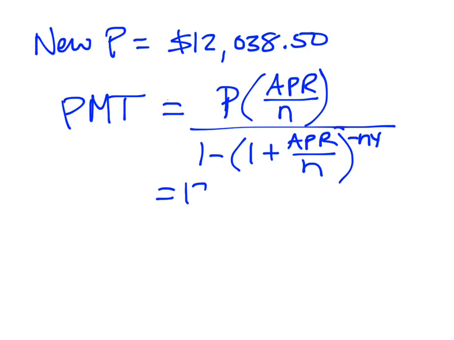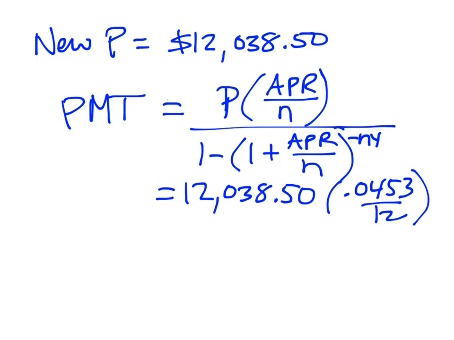Now let's use $12,038.50 as the principal, so we'll assume that the student didn't pay off any of that interest during school, and we'll go with the current APR and fill in the rest of the formula.